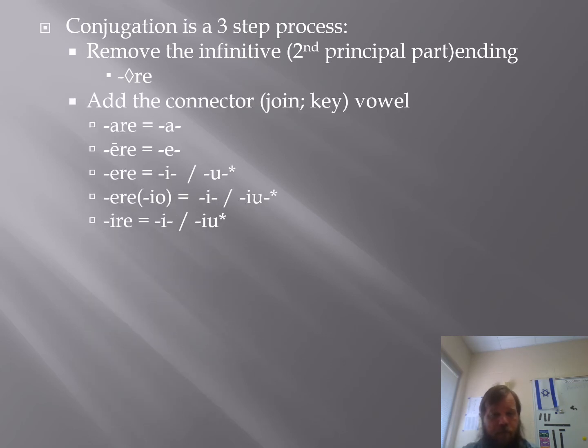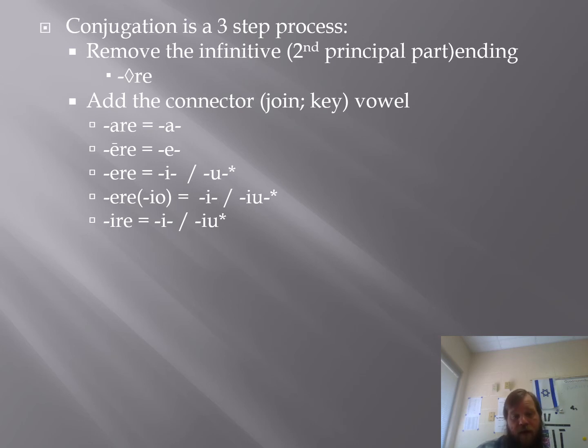The next thing is you're going to add a join vowel. Sometimes I will call it a join vowel, sometimes I'll call it a key vowel, sometimes I'll call it a connector vowel. They're all the same thing. So just whichever term gets used at a particular moment, you need to know all of them. So if you removed an ARE in step 1, then you add an A in step 2. If you removed a long ERE in step 1, then you add an E here. If it was a short ERE, you're going to add an I. I'm going to talk about this in just a minute, but you're going to add an I.